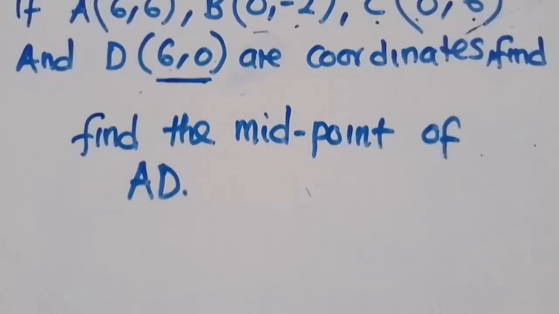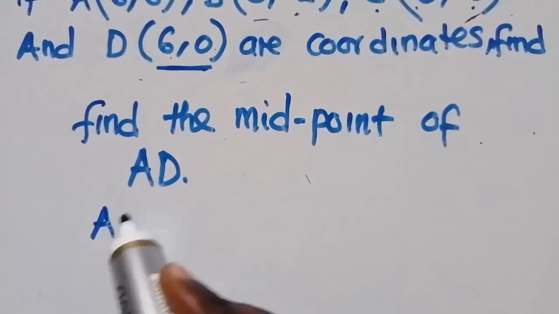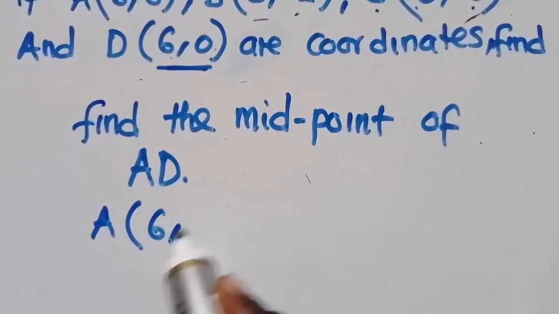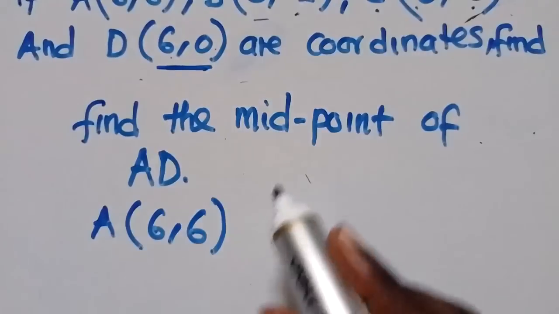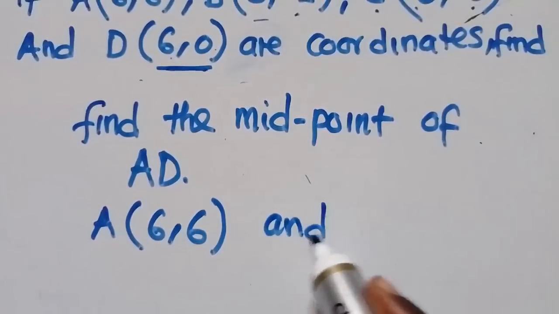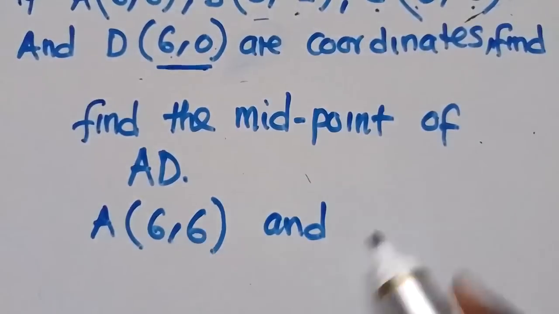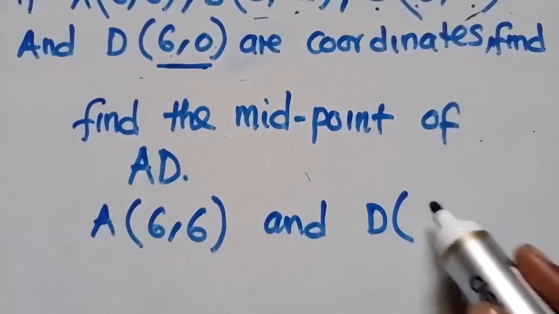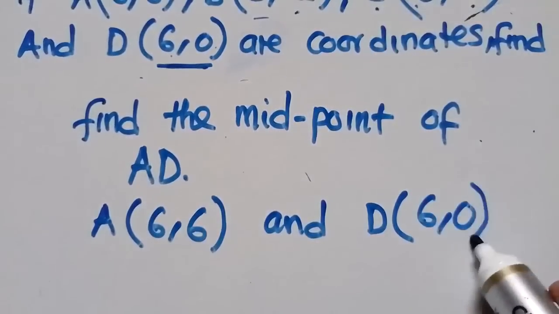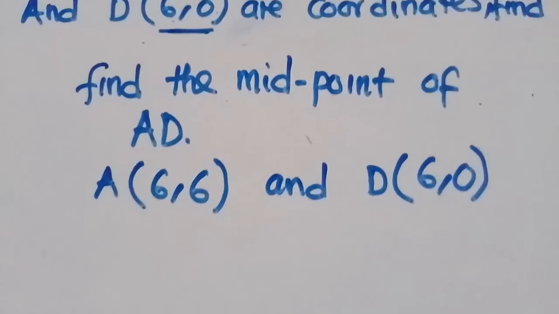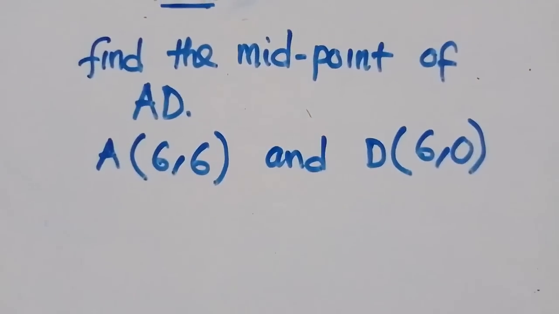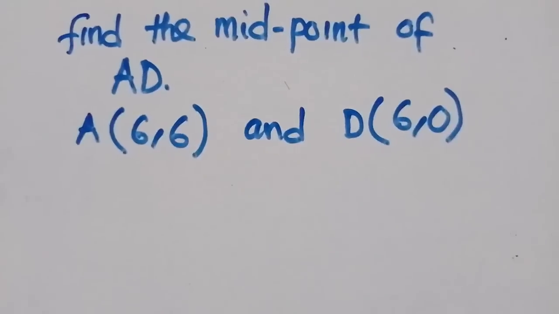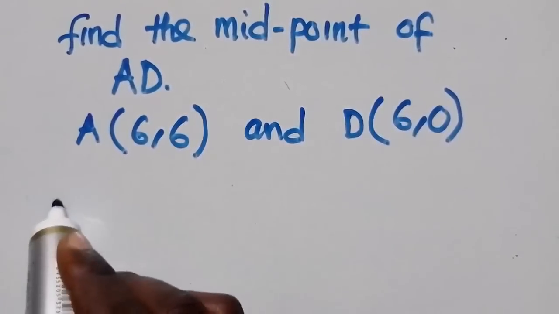So where is your A? A is 6, 6. And where is your D? Your D is 6, 0. These are the coordinates which you are given, and you want to find the midpoint with these coordinates. So midpoint of this.